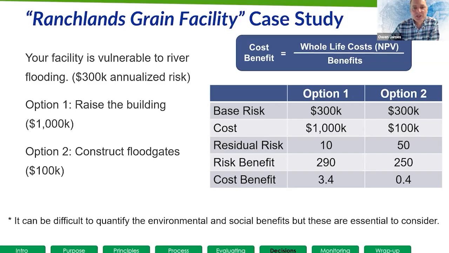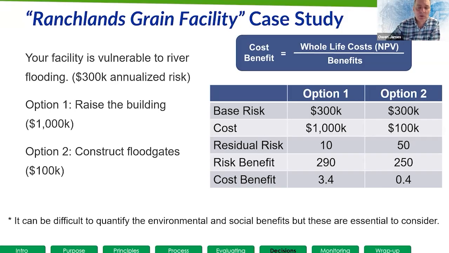I can estimate my residual risks. If I spend $1 million, I'm going to reduce my $300,000 down to $10,000. So that's a pretty good solution. I'm pretty much eliminating the risk here. If I spend my $100,000, I'm getting a residual risk of $50,000. So I've reduced the worst risks, but there are still some risks there. I can work out my risk benefit. So again, we're crunching through the mathematics. This is a very inhuman process here.